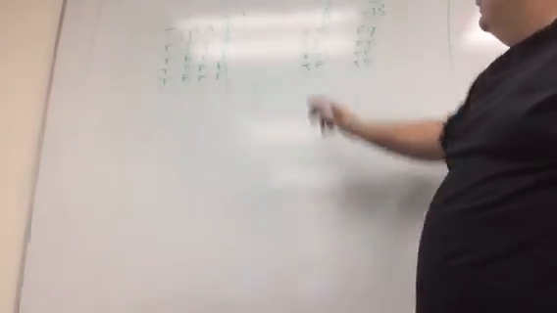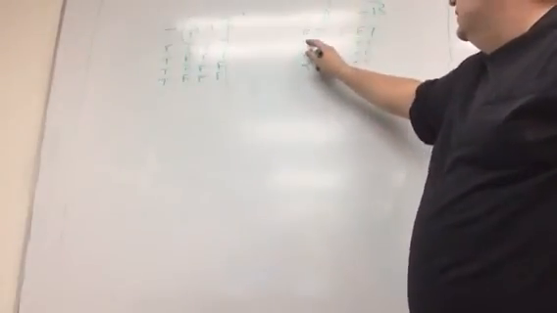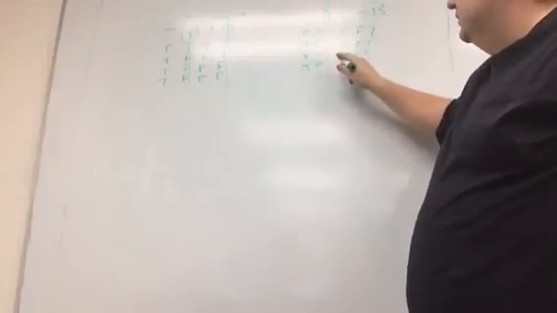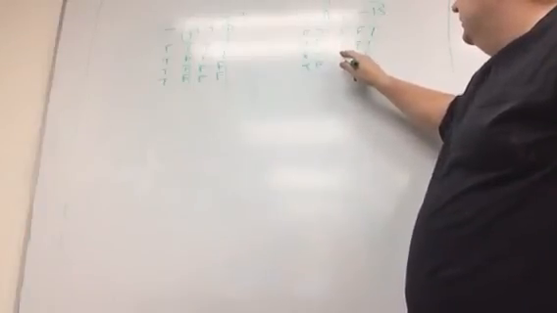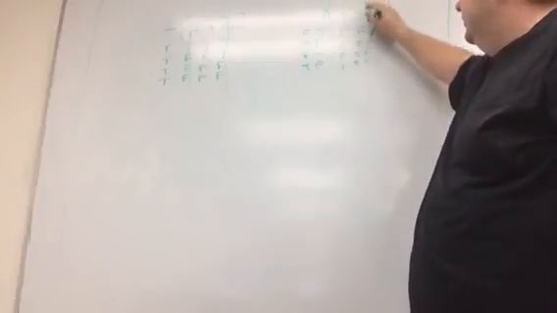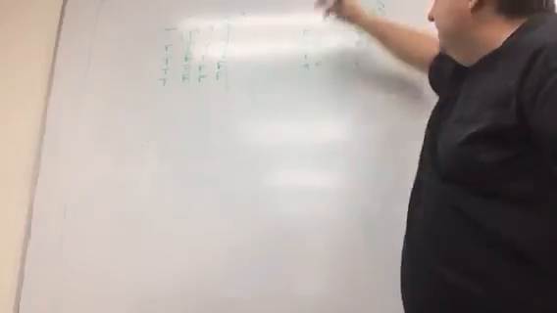And then false plus false is false. True plus false is false. False plus true is false. And true plus true is true. Okay, we circle that so we see what our main line is. Do the same thing right here.